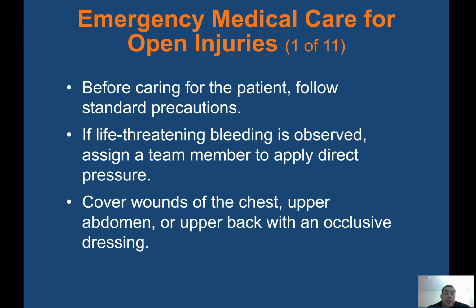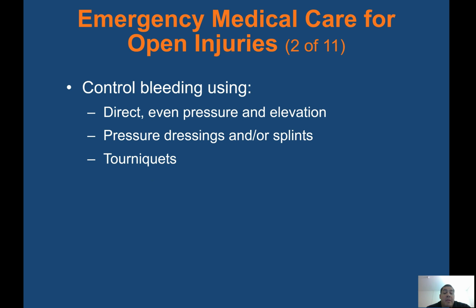Emergency medical care for open injuries. Before caring for the patient, follow standard precautions. You're putting on gloves on every single patient, every single call. If life-threatening bleeding is observed, assign a team member to apply direct pressure. Cover wounds of the chest, upper abdomen, or upper back with an occlusive dressing. Control bleeding using direct, even pressure and elevation. Pressure dressing or splints or tourniquets if the patient's bleeding is severe. If you have an arterial bleed, most likely you go straight to a tourniquet. You're going to put direct pressure on it first, but then tourniquet.